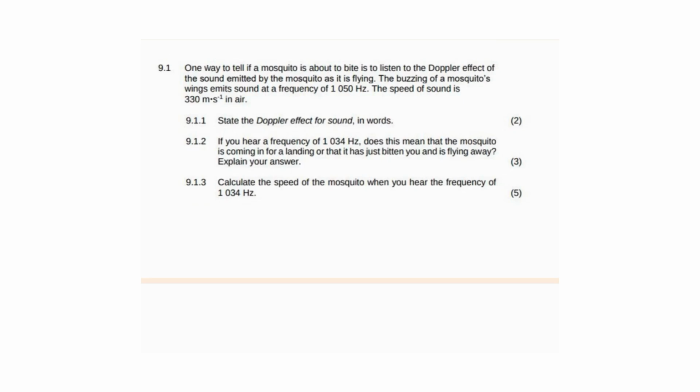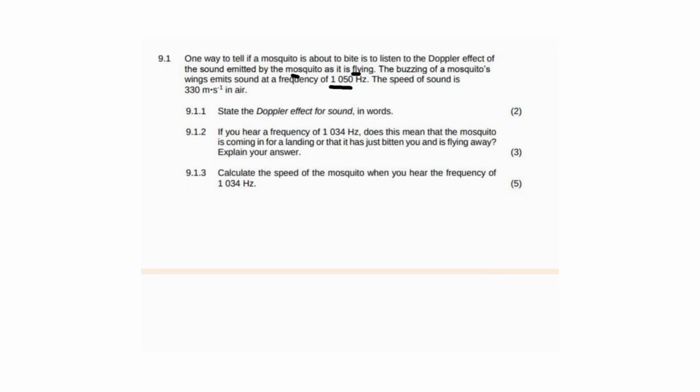One way to tell if a mosquito is about to bite is to listen to the Doppler effect of the sound emitted by the mosquito as it is flying. The buzzing of a mosquito's wings emits sound at a frequency of 1050 Hz. The speed of sound is 330 in air. So let us see what we've been given.